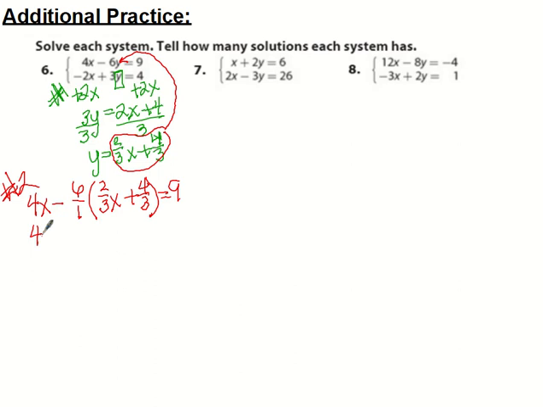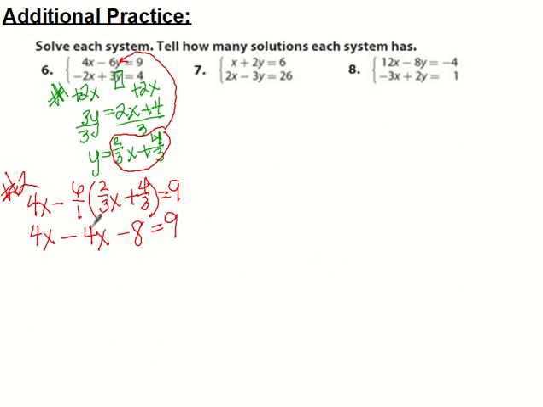So I have 4x minus, this is a negative, so 6 times 2 is 12, and 12 divided by 3 is 4. So this actually just comes out as negative 4x. That was nice. And then negative 6 times 4 is negative 24, but 24 divided by 3 is negative 8. So again, that was kind of nice that they cleaned up and everything was the same.